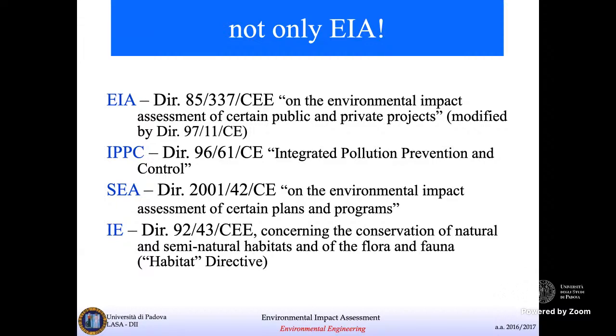And then there is another part of these directives that has to do with incidence evaluation, directive number 43 of 92, that concerns the conservation of natural and semi-natural habitats and of flora and fauna, the so-called Habitat Directive, which extends more onto the protection of the natural or semi-natural environment against the impacts due to human construction and human impacts to natural systems.